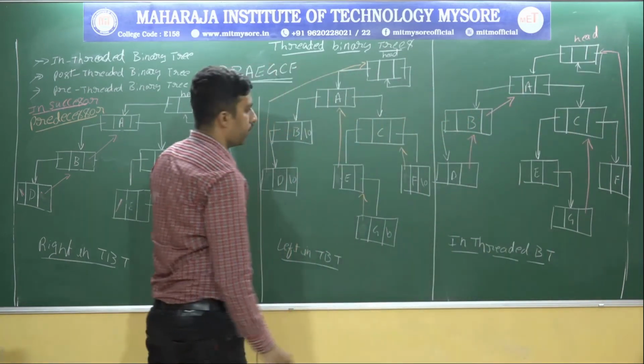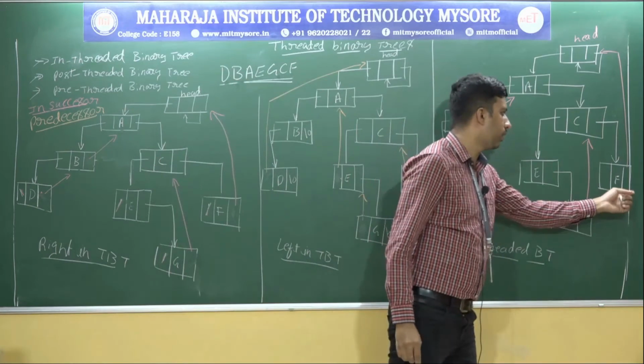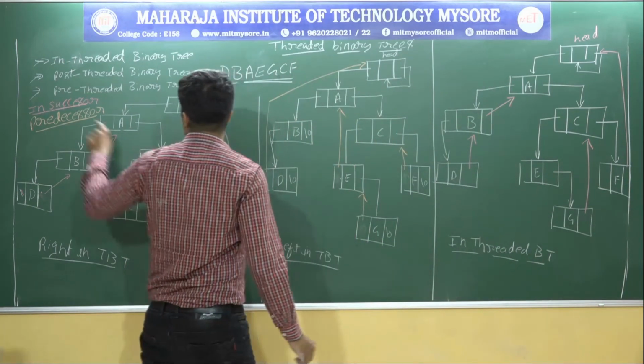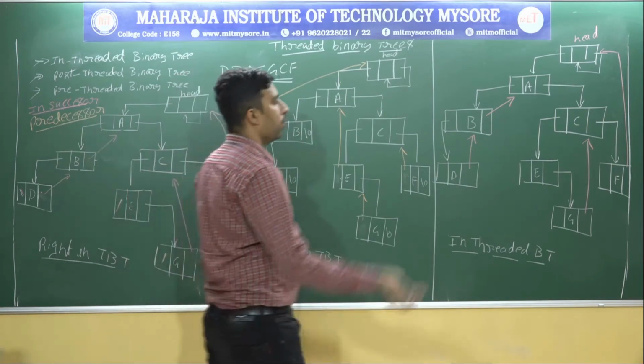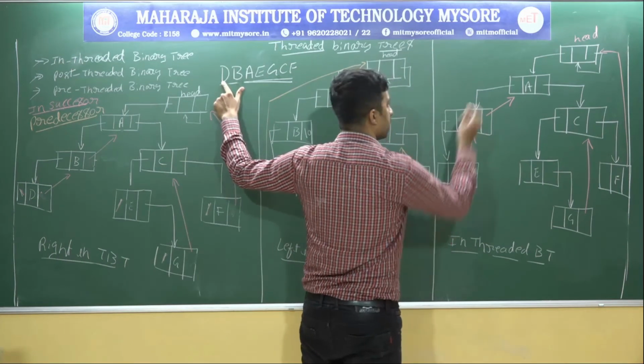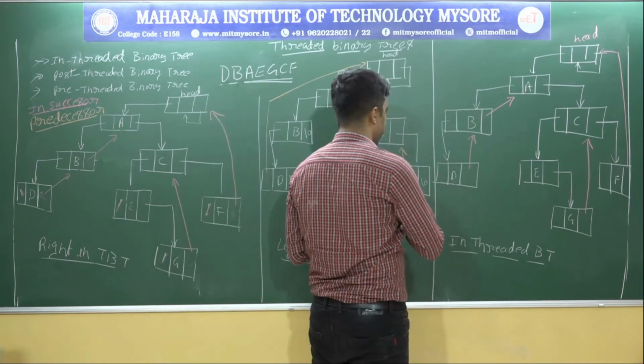Now those are only the right links that are empty. Now come to the empty left links, which means the predecessor. Who comes before that? Next, see D. Before D, who comes? Root. I am going to use a different color chalk.